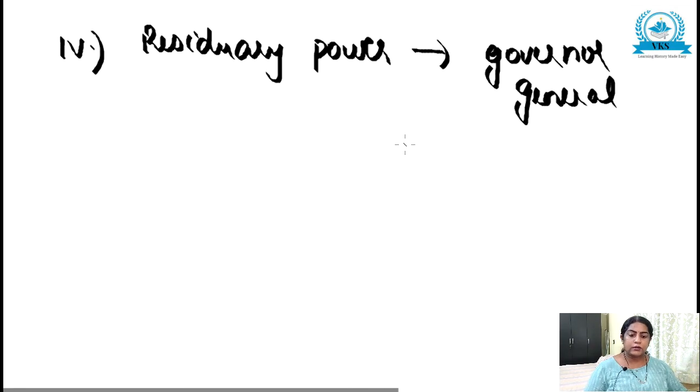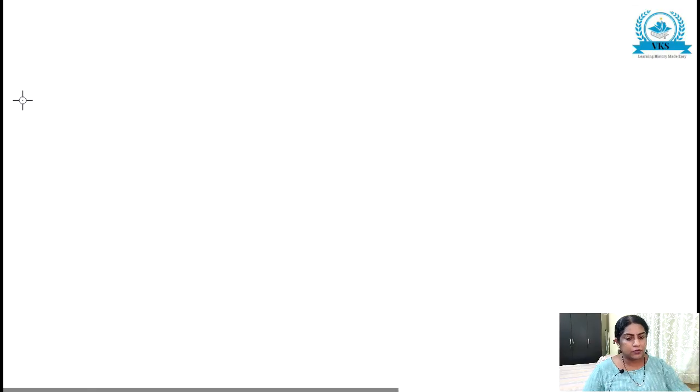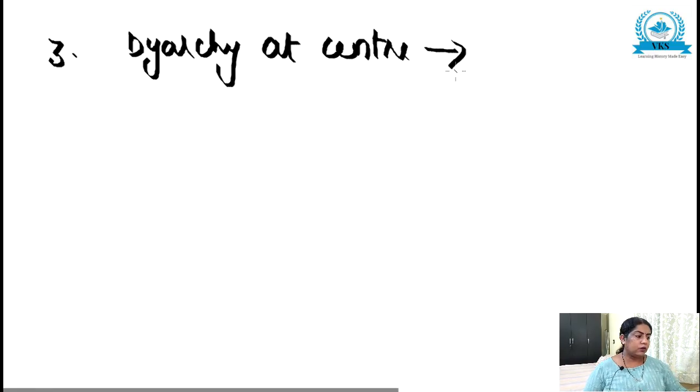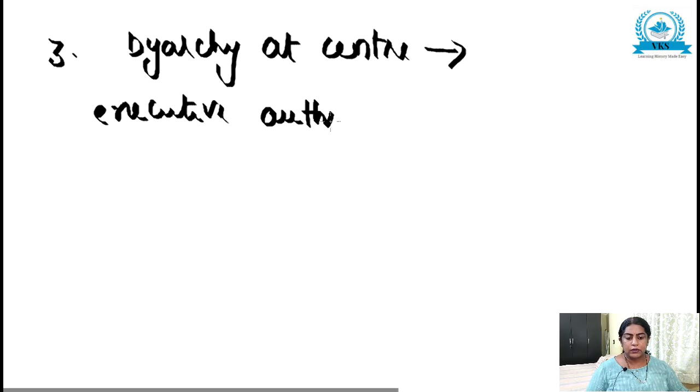Now the next important provision regarding the Government of India Act 1935, the third one, that is diarchy at the center. Diarchy, the dual or double government, was already introduced by the Government of India Act in 1919. Now here diarchy at the center means the executive authority was vested in the Governor General.